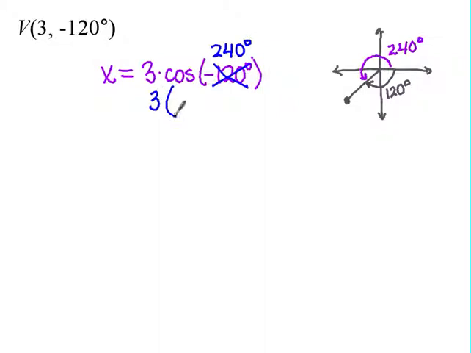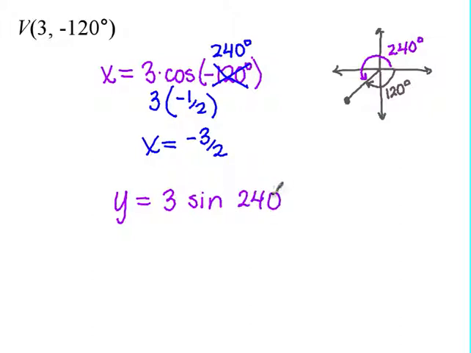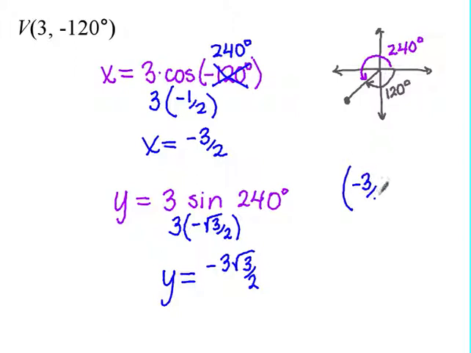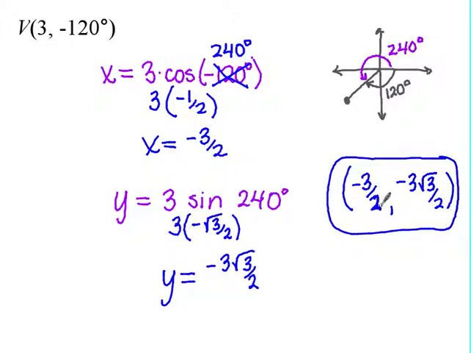So I've got 3 times, what's the cosine of 240? Negative 1/2, yep. So my x-coordinate is negative 3 over 2. Now I've got to do the same thing with y. Y is going to equal 3 times the sine of 240. What's the sine of 240? Negative root 3 over 2. Good. So your y-coordinate is negative 3 root 3 over 2. So our ordered pair really should be negative 3/2 and negative 3 root 3 over 2. Does that match up with the point that should be in quadrant 3? 2 negatives. Yep. So there you go.